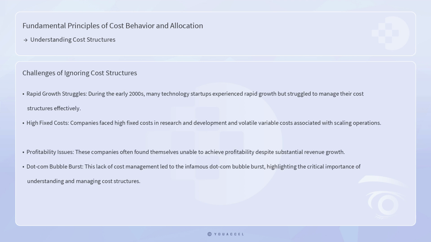In contrast, companies that fail to comprehend their cost structures can face significant challenges. For example, during the early 2000s, many technology startups experienced rapid growth but struggled to manage their cost structures effectively. With high fixed costs in research and development and volatile variable costs associated with scaling operations, these companies often found themselves unable to achieve profitability despite substantial revenue growth. This lack of cost management led to the infamous dot-com bubble burst, highlighting the critical importance of understanding and managing cost structures.